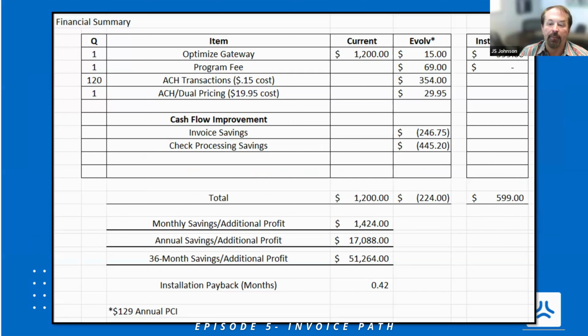Now, remember the 22-second proposal? Here's your invoice path proposal, which we already covered.